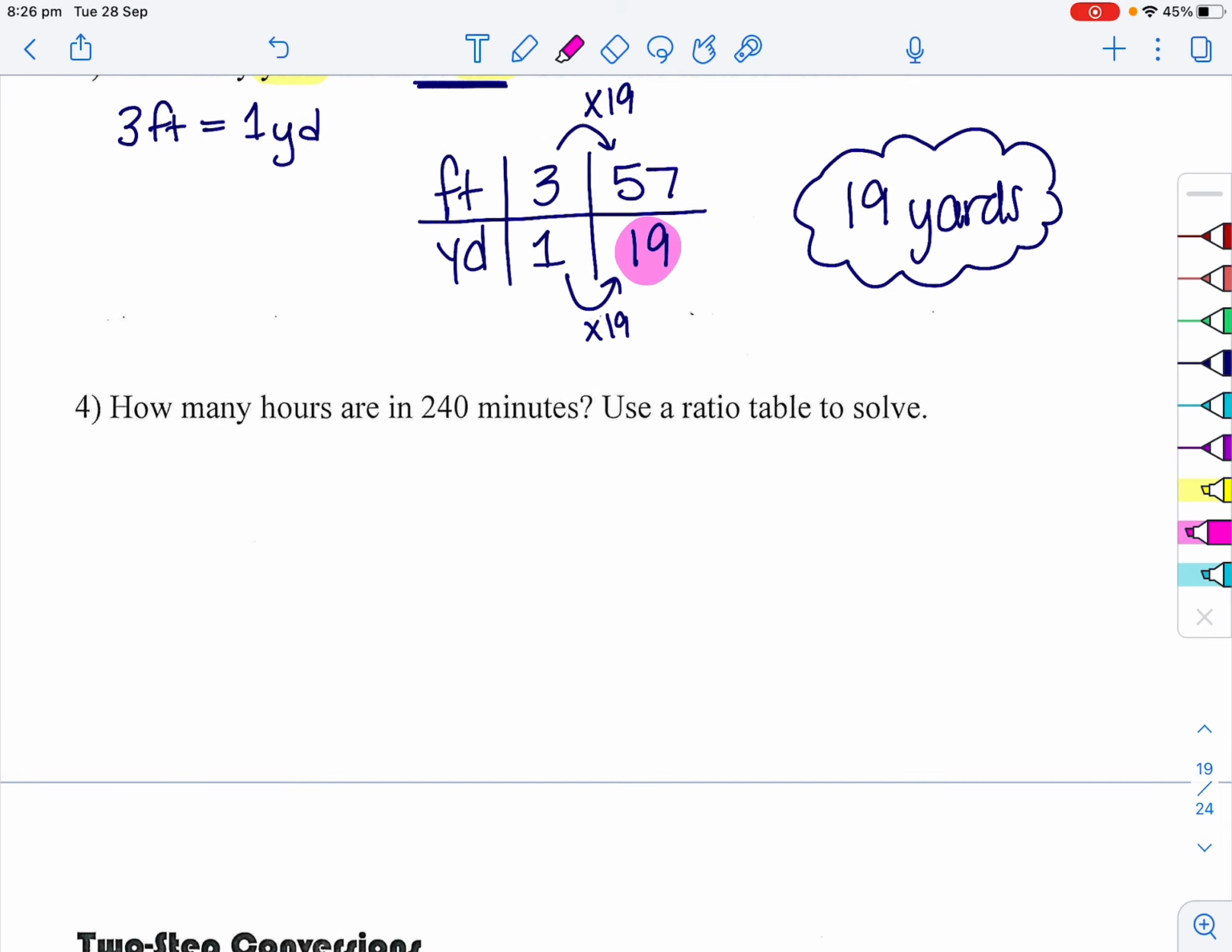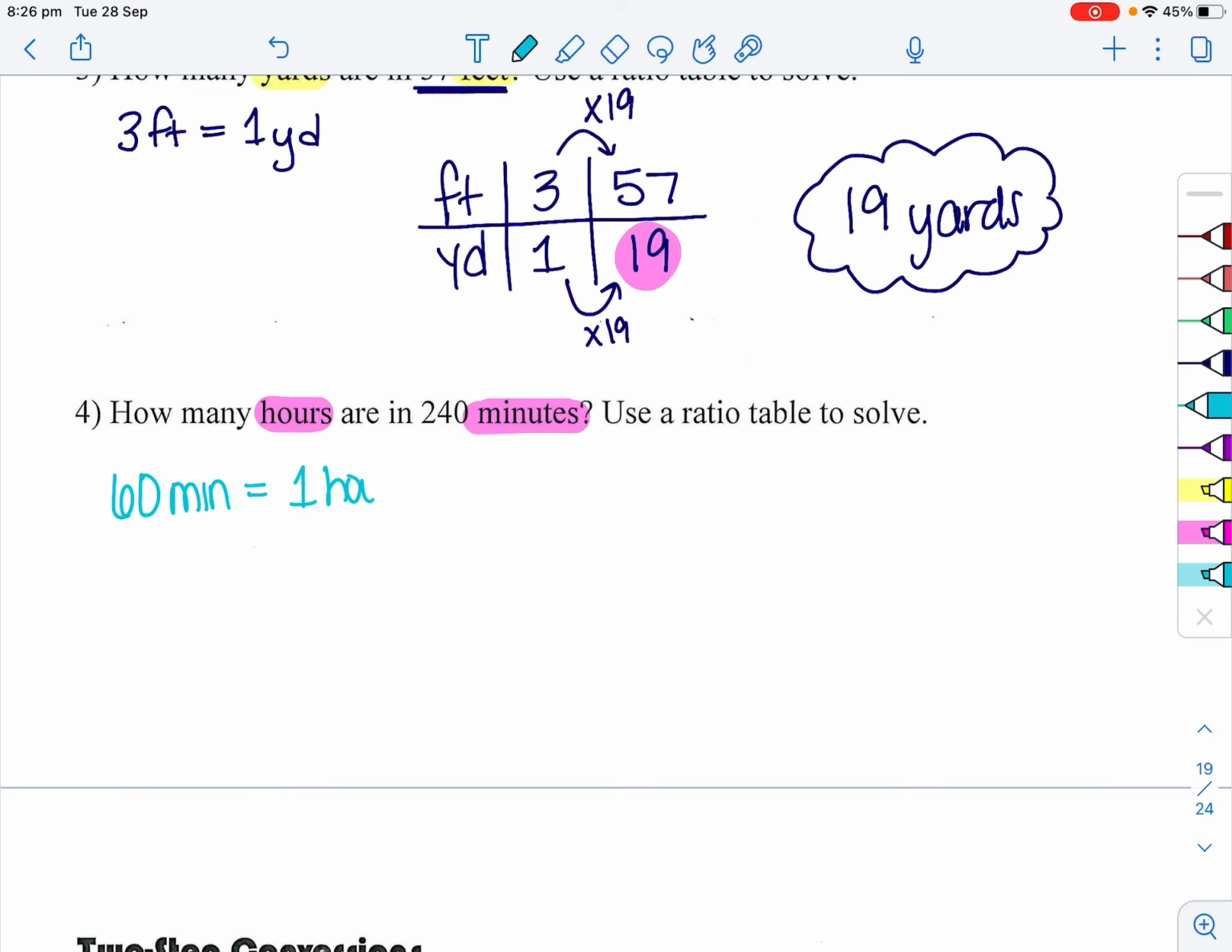Okay, one more one-step conversion. So it says how many hours are in 240 minutes. So I'm looking for how hours and minutes are connected. Well, there are 60 minutes in 1 hour. So when I create my ratio table, I've got minutes and hours, and there are 60 minutes in 1 hour.